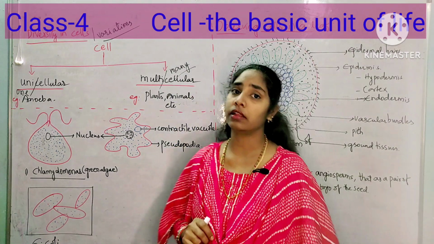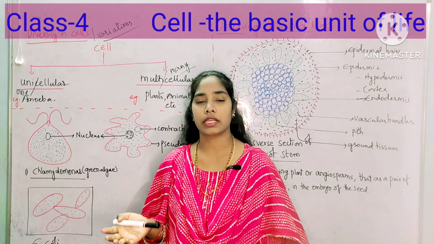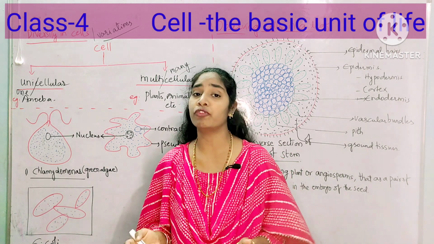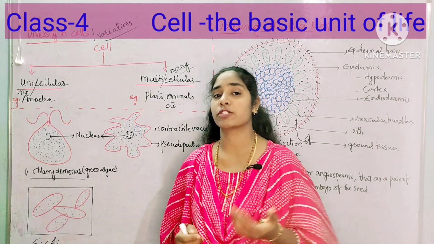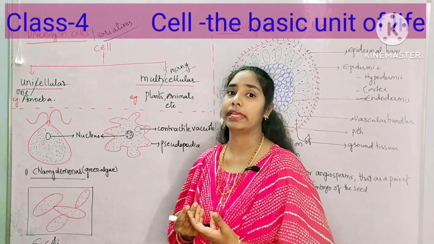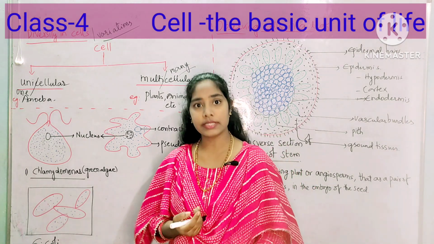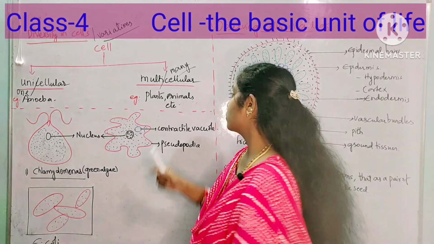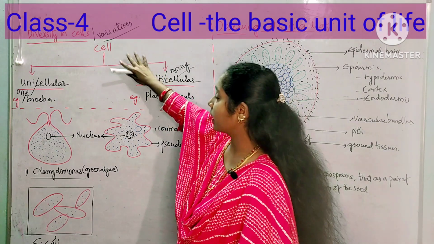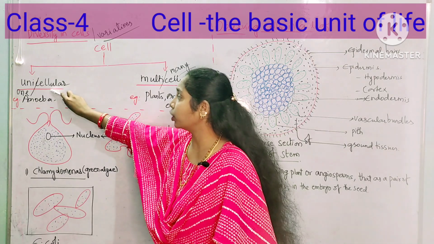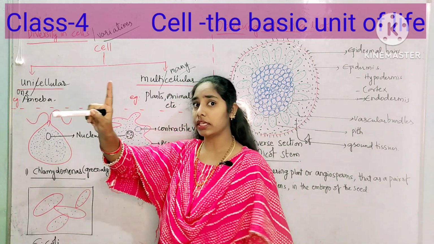Whereas a multicellular organism is nothing but an organism which is made up of many cells, and examples for that are plants, animals, even some microorganisms like fungi. Fungi is a microorganism, but even though it comes under multicellular organisms. So organisms are divided into two types. If you take a unicellular organism, it has a single cell.